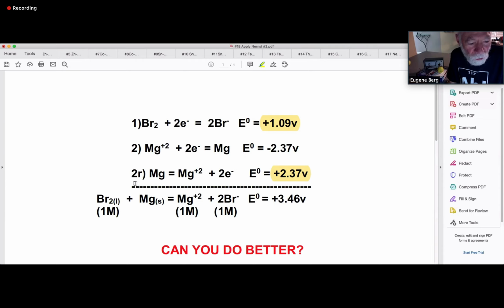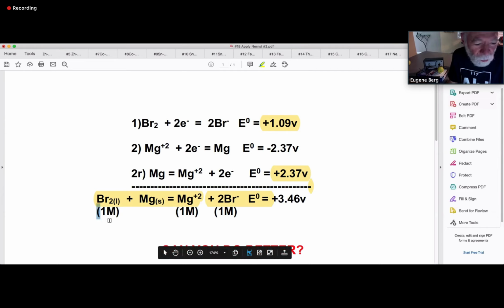So the overall reaction is we have bromine liquid, magnesium solid, magnesium ions, and bromine ions. And I get an E0 of positive 3.46 volts. So you go to the boss, and the boss says, oh, okay, that's the voltage, but what does little 0 mean? And you say, well, that means standard voltage. And he doesn't know what that means, so standard voltage means the concentrations are all 1 molar.